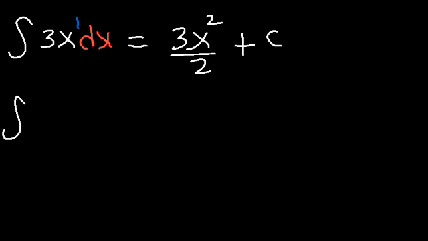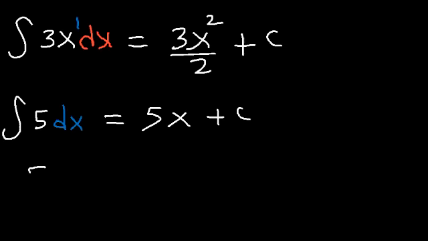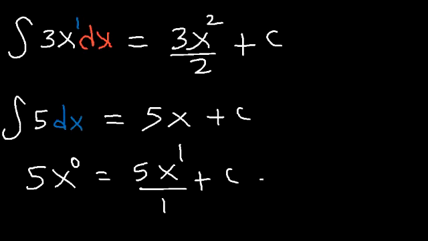Now, what if we have a constant? What is the antiderivative of 5 dx? The derivative of what function is 5? The derivative of 5x is 5, so the antiderivative of 5 is 5x plus c. So using the power rule, here's what you can do. 5 is the same as 5x to the 0. Anything raised to the 0 power is 1, so x to the 0 is 1. Now if you use the power rule, it's going to be 5x to the 1st power. You got to add 1 to 0, then divide by 1. So it works the same way.